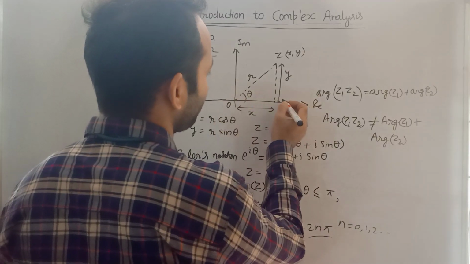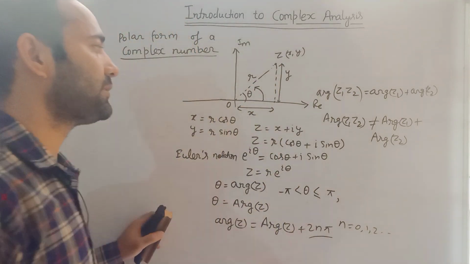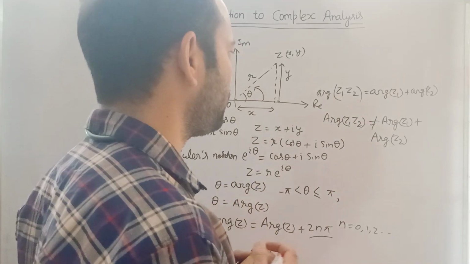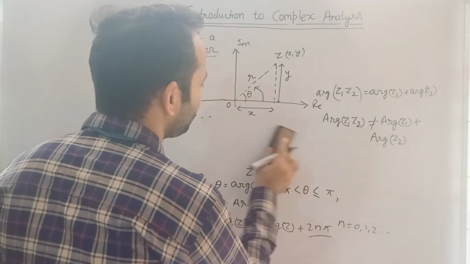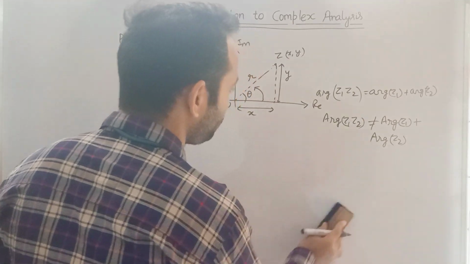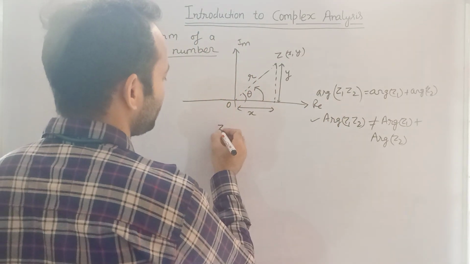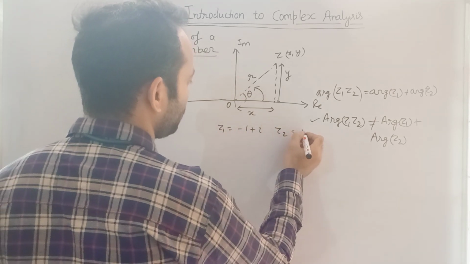Okay, so I forgot to tell you how you measure theta. Basically, theta you measure from the real axis in this direction, from the real axis and counterclockwise. Then that theta is going to be positive. If it is opposite, then that is going to be negative. So I'll just take an example to prove this thing. Let's take z1 equal to minus 1 plus i and z2 equal to i.